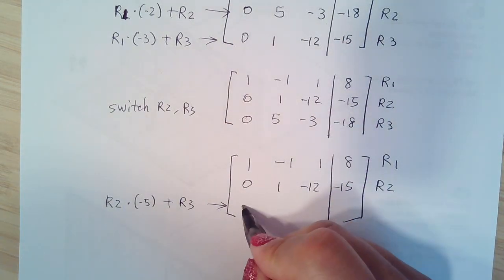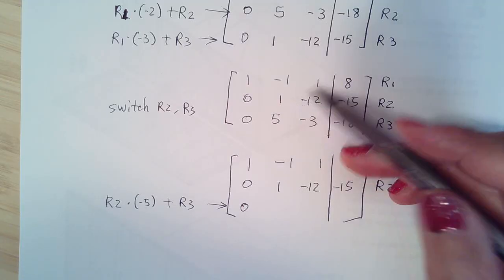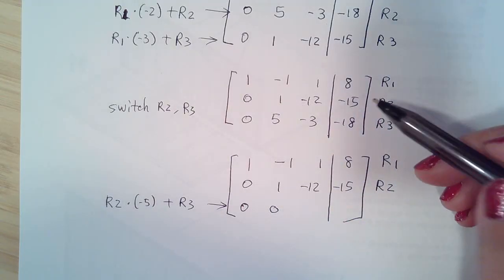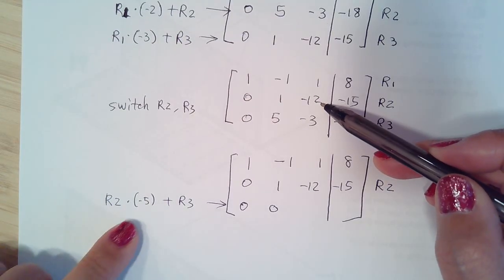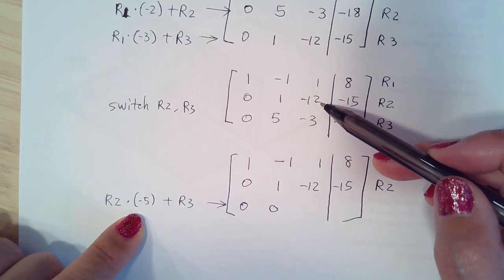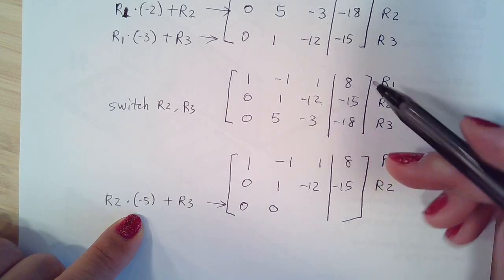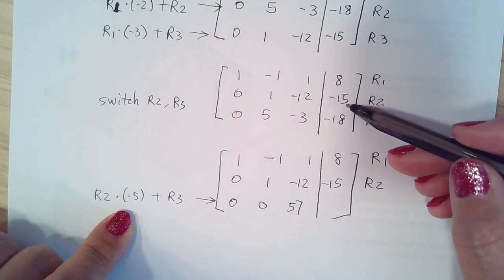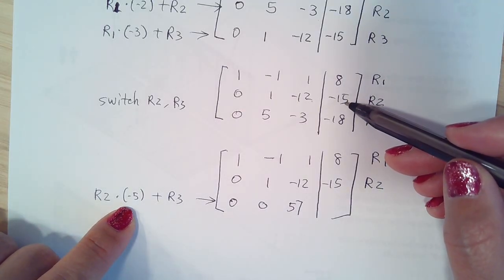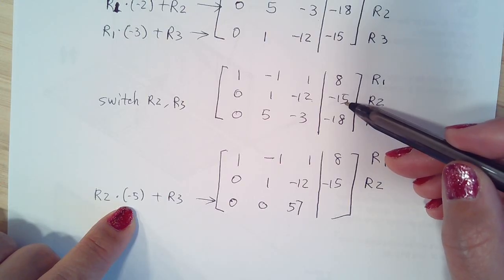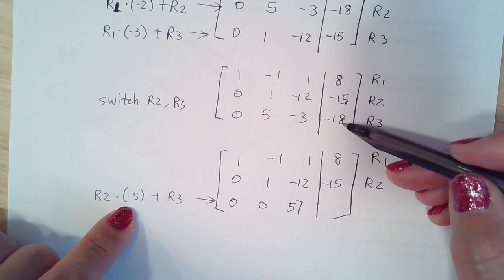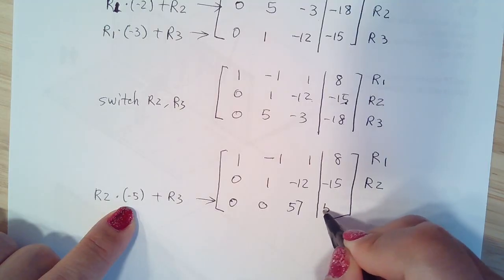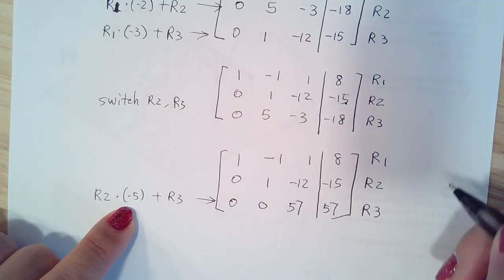Okay, 0. Nothing. So 1 times -5, which is -5 plus 5, which is 0. Now this is tricky. -12 times -5, which is a +60. +60 plus a -3, I get 57. It's getting scary, huh? So -15 times -5, what do you have? You get a +75. And +75 minus 18, you get a +57. That's my R3. It looks so scary.